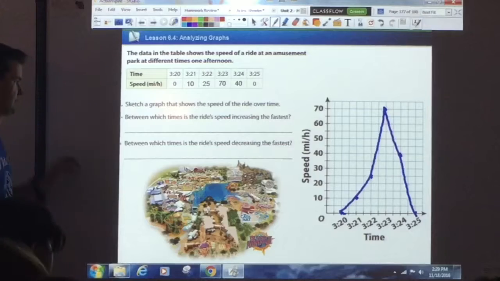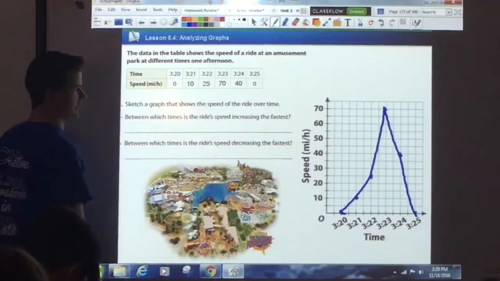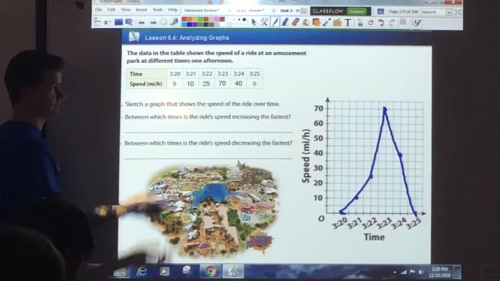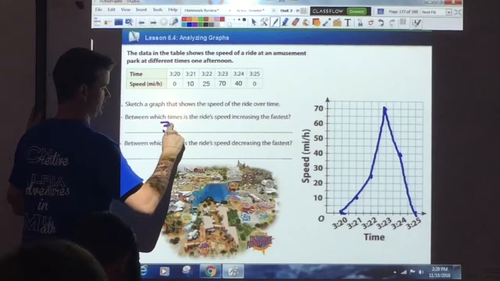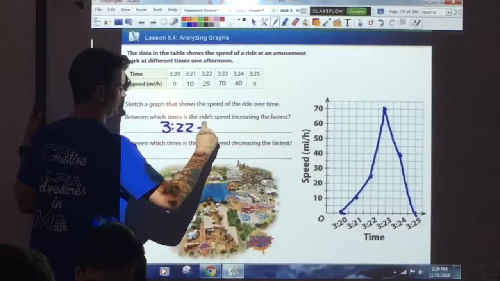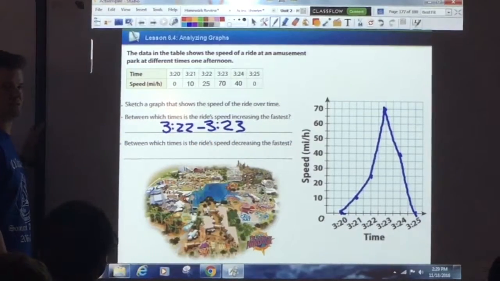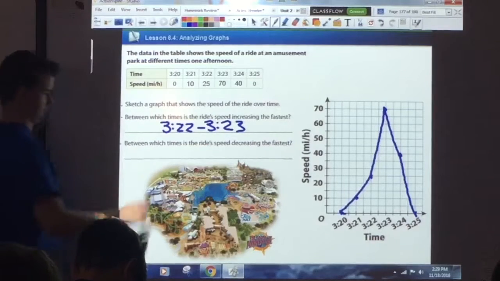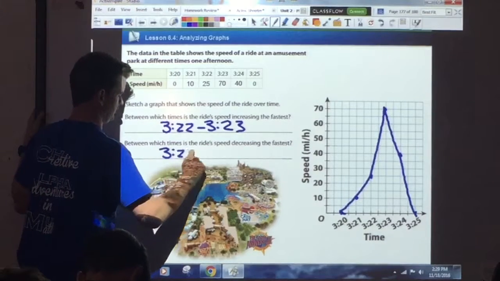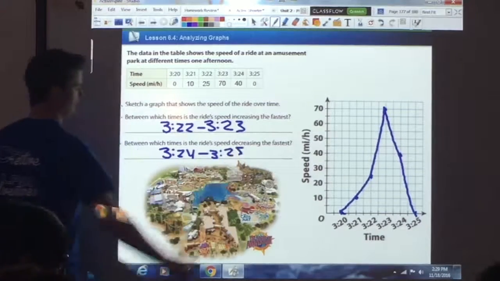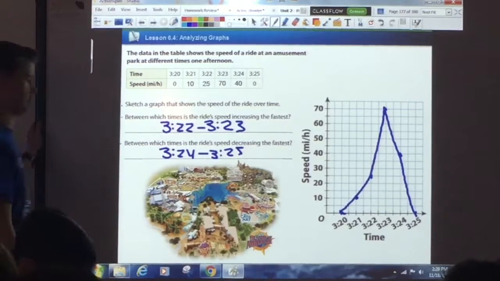Once you do that, simple questions to answer. First question, between which times is the ride speed increasing the fastest? Anybody? 3:22 to 3:23. Good job. It's going up by the most right there. And then, which time frame is it decreasing the fastest? 3:24 to 3:25. Perfect. Once again, analyzing graphs is not difficult as long as you do your part.